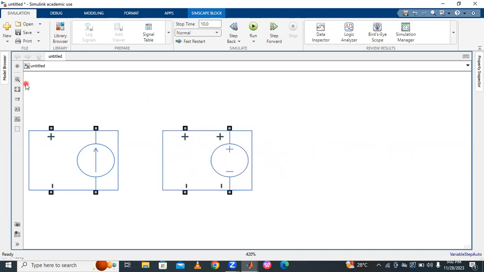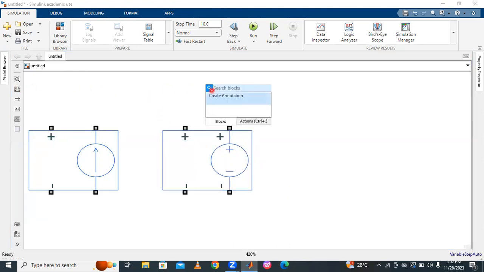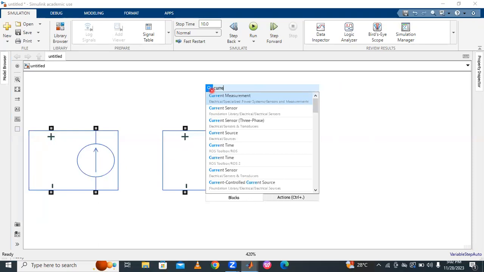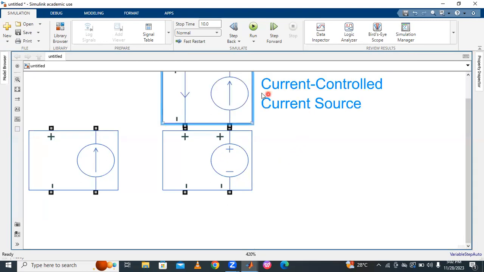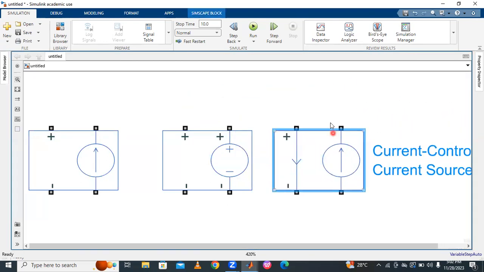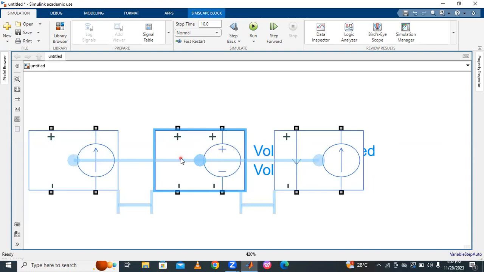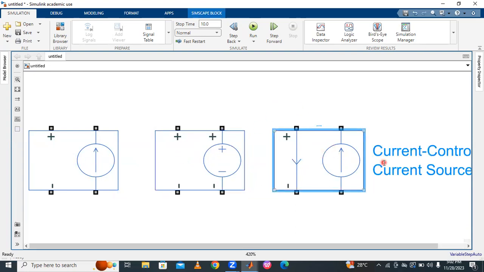Then coming to the current controlled current source. Here, this element is called the current controlled current source. The circle represents a source and it is depending upon current, the direction of current flowing through a resistor or any other branch.